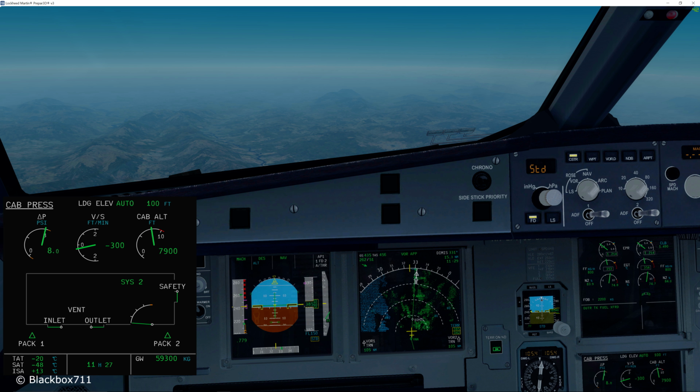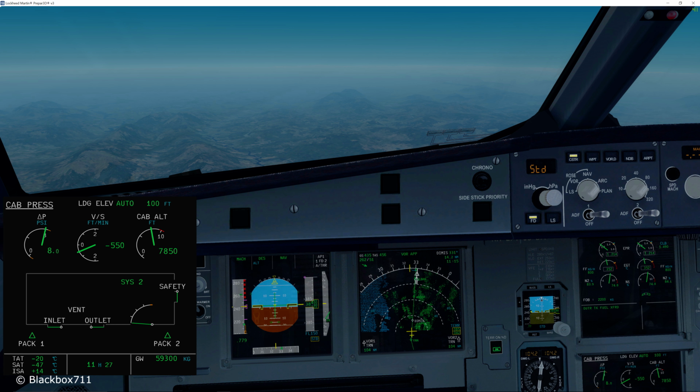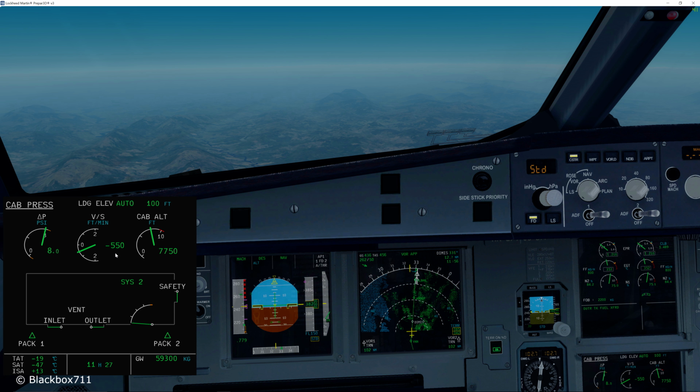Alright, we're already starting our descent, and now obviously the opposite happens to the climb. We get a vertical speed negative rate, usually around minus 500 feet per minute, and that way the cabin altitude will obviously descend as well, and the differential pressure will then slowly decrease.